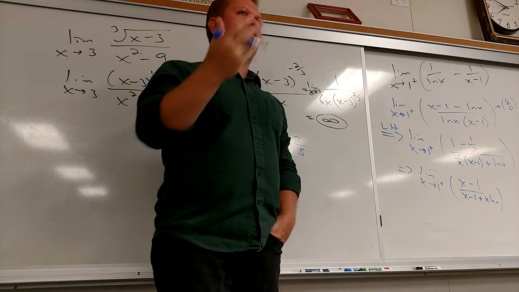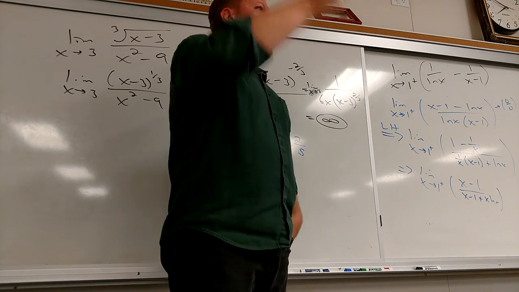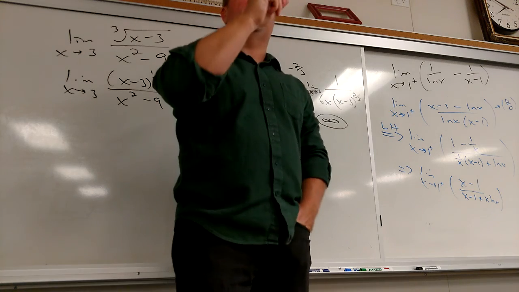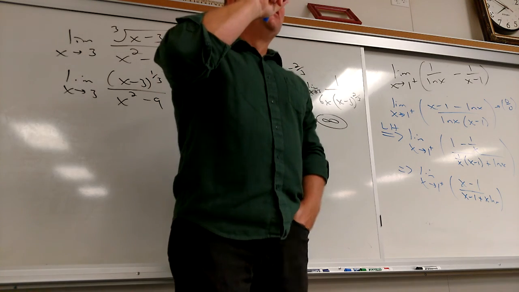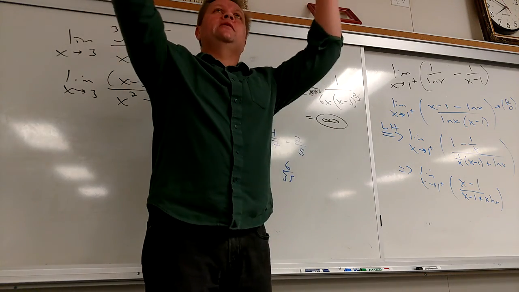Why am I allowed to do that? The only value I could not do that for is... what can I not multiply top and bottom by? The only number I can't do that with. What's the only number I'm not allowed to multiply top and bottom by?